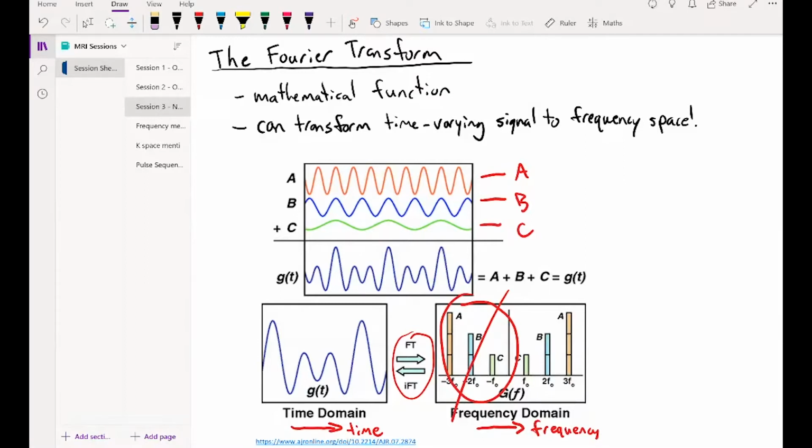The Fourier transform in MRI does also tease apart differences in phase of signals. But there's a couple issues with that here. One is that we're looking at a one-dimensional signal right now, whereas MRI images are two-dimensional, and we'll get into how that is represented later in this session.